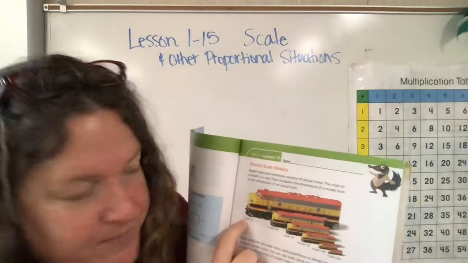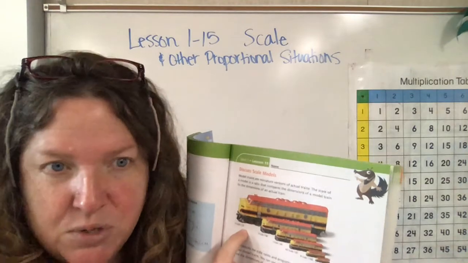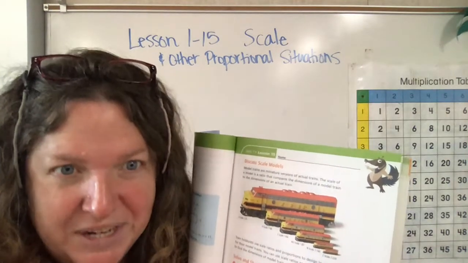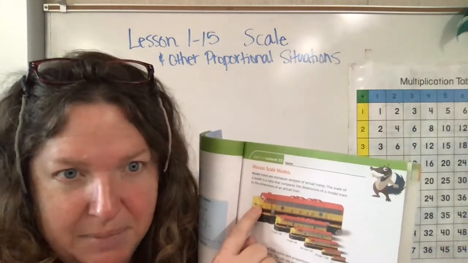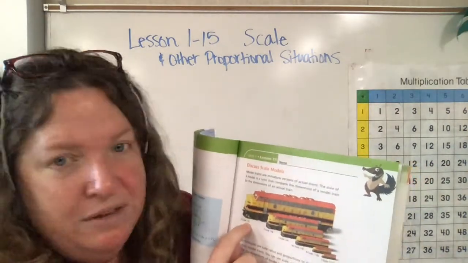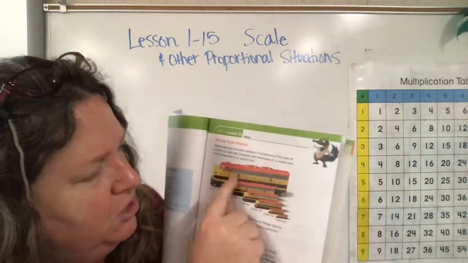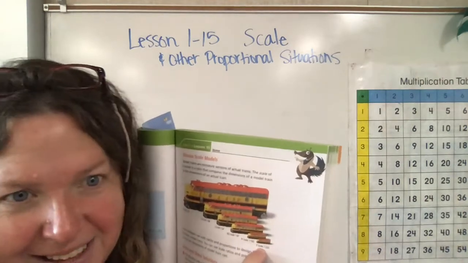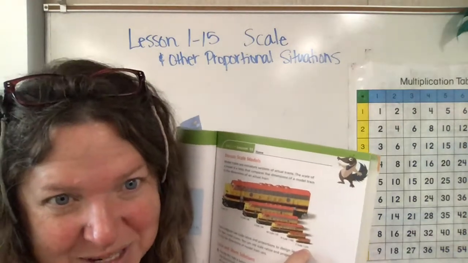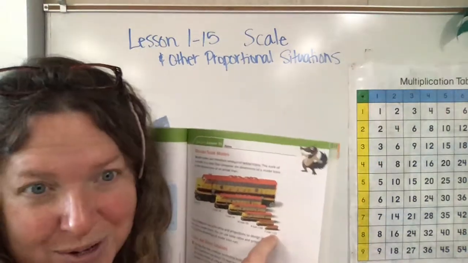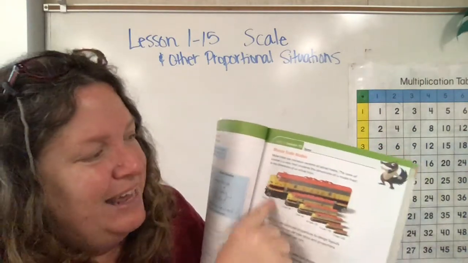So G scale is the largest scale that they're talking about, and it's 1:25. We read that, remember, 1 to 25, and what that means is every 1 inch on this model scale is 25 inches on the actual thing. Look all the way down to this Z scale. 1 inch on the Z scale equals 220 inches on the real train. So that's what that picture is showing.